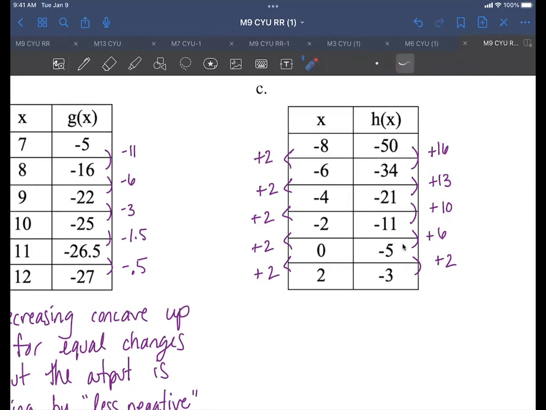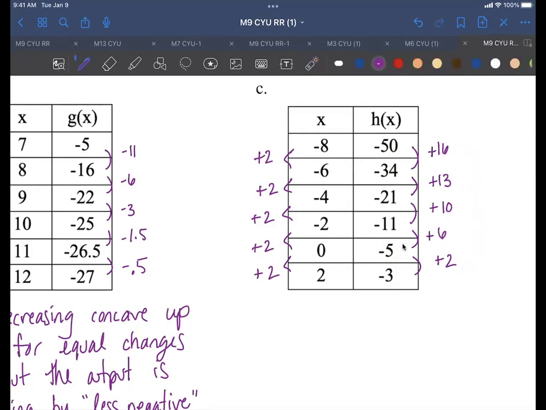They're all increasing, but they're increasing by smaller and smaller and smaller amounts. And that's what makes it concave down. So yes, the values are increasing, but they're increasing by smaller amounts, making it concave down.